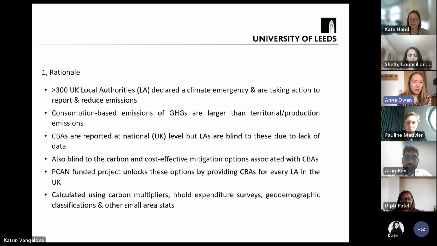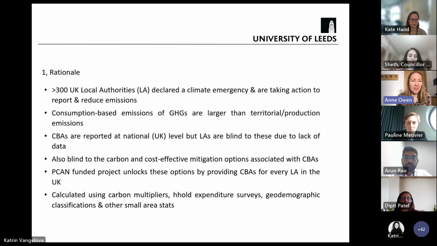So over 300 UK local authorities have declared a climate emergency and are taking action to report and reduce their emissions. And the challenge is to both consider the territorial emissions, so the emissions that are located within the boundary, and also those consumption emissions.